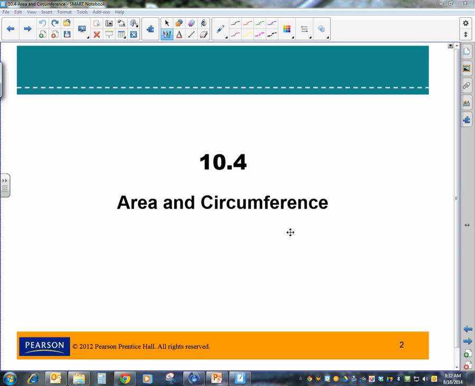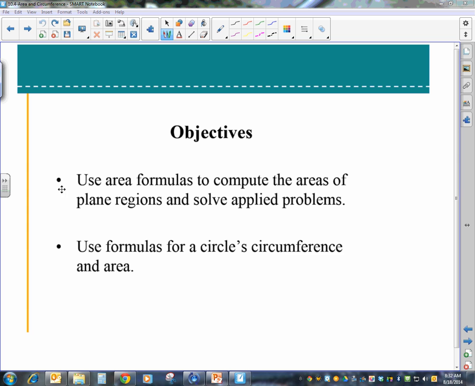Okay, today we're covering area and circumference. You did this last year, so most of what we're supposed to concentrate on this year is the application of the area and the circumference. So we're going to use those formulas to find areas of plane regions and solve applied problems, also with area and circumference.